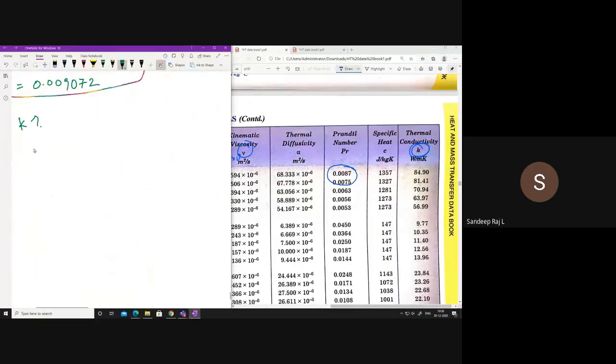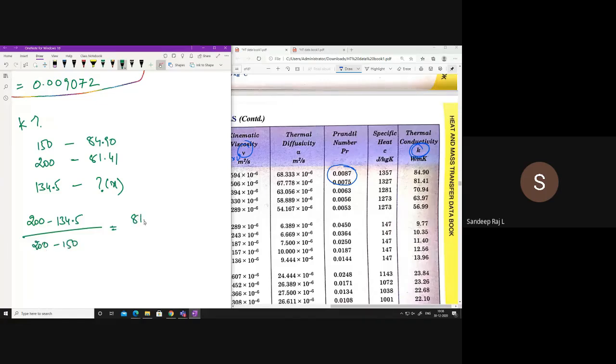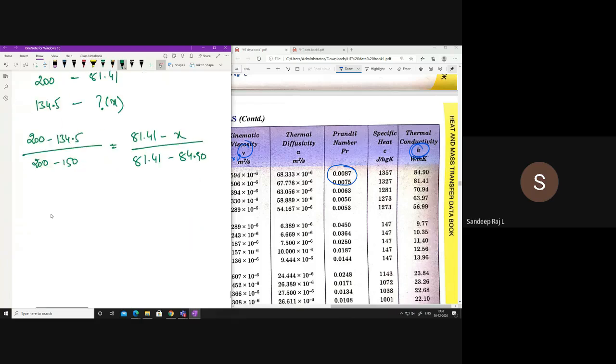For finding the K value, for 150 and 200 you take the values from the data book, and for 134.5 you extrapolate. 84.90, 81.41. 200 minus 134.5 by 200 minus 150 is equal to 81.41 minus x by 81.41 minus 84.90. What is the x value? 85.98 watt per meter Kelvin is your x value.